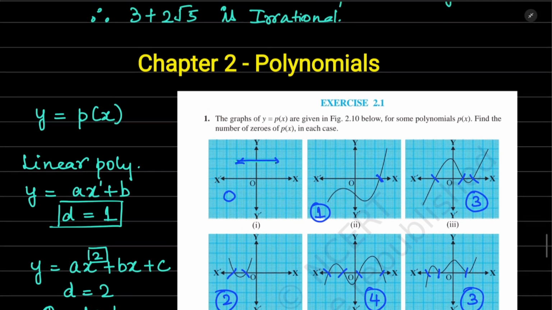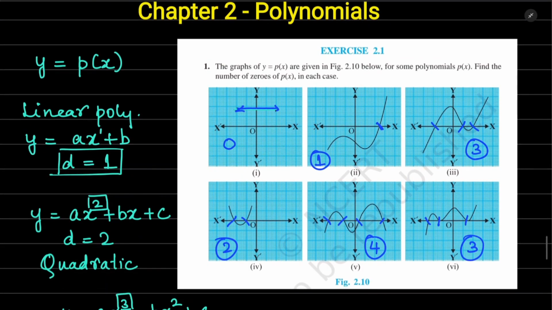Okay, so hope you understood. This was exercise 2.1.